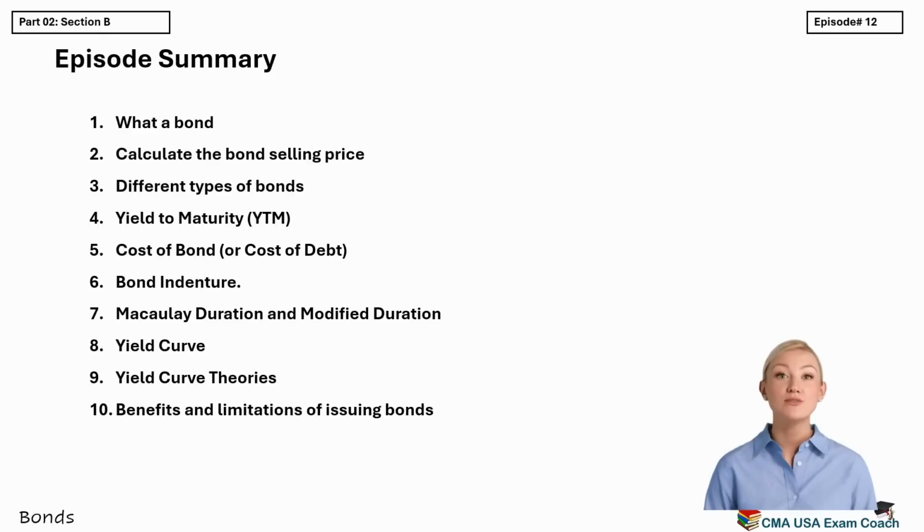Then we moved on to cost of bond, or cost of debt, including after-tax adjustments and formulas with issuance cost. We covered the structure and legal details of a bond indenture. We learned about Macaulay duration and modified duration, and how they measure time and interest rate sensitivity. We examined the yield curve, how interest rates change with bond maturity. We explored the 4 major yield curve theories: pure expectations, liquidity premium, segmented market, and preferred habitat. Finally, we discussed the benefits and limitations of issuing bonds from the company's perspective.